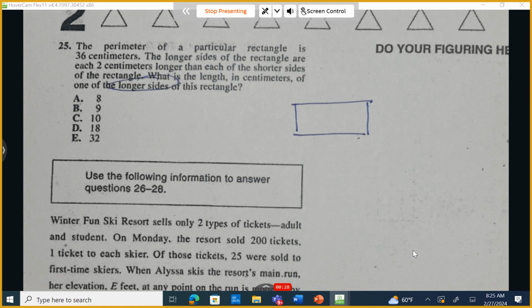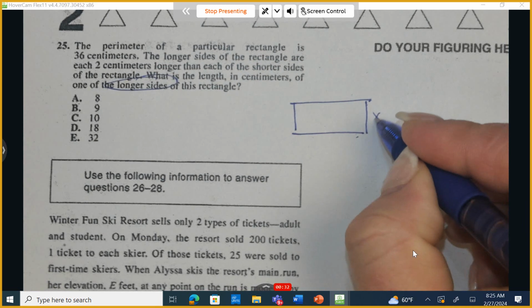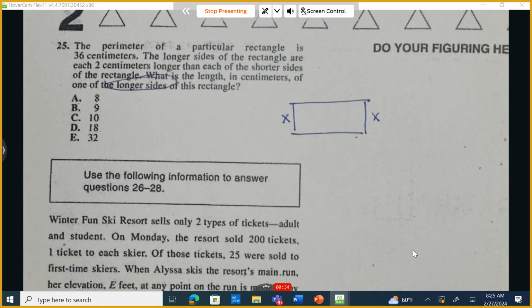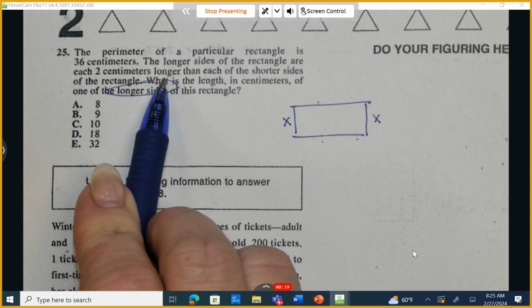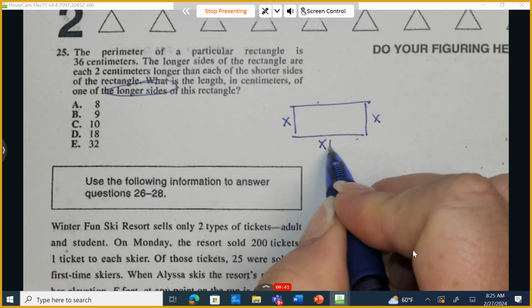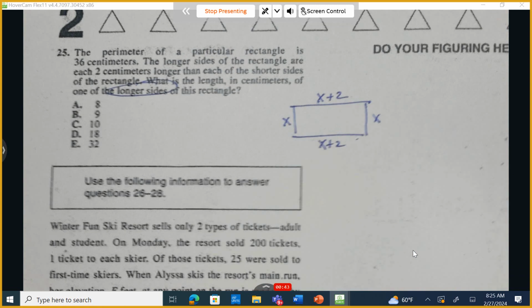Now we're not provided with a diagram, so a good test taking strategy is to quickly draw this. I'm going to say X represents these shorter sides. And now these 2 longer sides, it says they're going to be 2 centimeters longer. So whatever the shorter side is, we are going to add 2 to it.